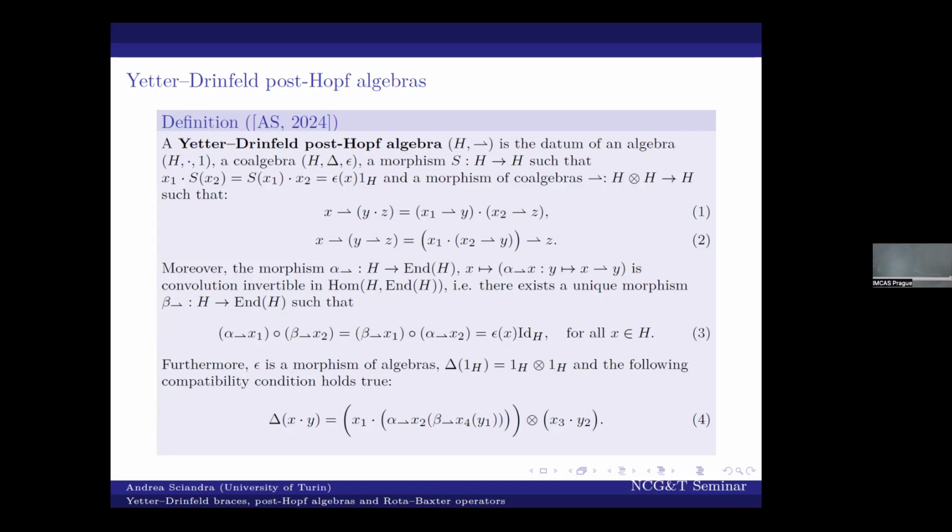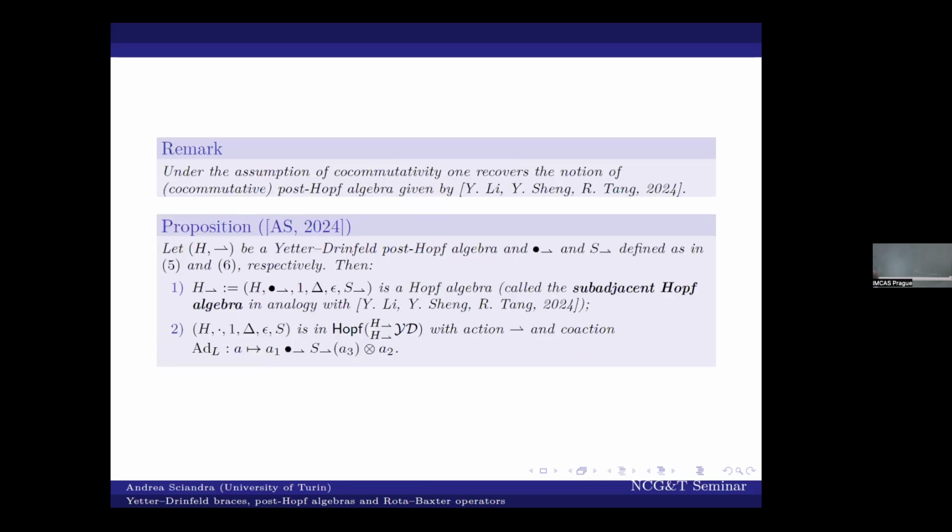So just considering this first part, a Hopf algebra with the morphism of coalgebra, this harpoon satisfying 1 and 2, such that this alpha has a convolution inverse. Nothing more. So under the cocommutativity assumption, we recover the notion of cocommutative post-Hopf algebra of Li, Sheng and Tang. As for Hopf braces, under cocommutativity, we obtain cocommutative Hopf braces. But now, if we remove cocommutativity, these definitions are different because we don't start with the standard algebra, but with something which is algebra, coalgebra, with a strange compatibility, let's say, for the delta.